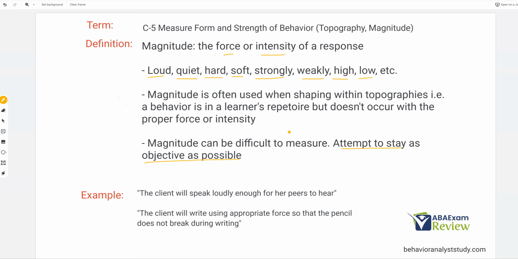So magnitude, again, if we had to rank them, function is by far the most important. And then we'd have topography. And then magnitude can add some life and some detail, right? But you've got to be very, very careful about using magnitude because, again, it can be very subjective. And so we want to be as objective as possible and then stay within the realm of being realistic about our definitions. So, for example, the client will speak loudly enough for peers to hear. Here we've got a response, and we want them more loud. The client will write using appropriate force, there's our magnitude, so the pencil does not break during writing.